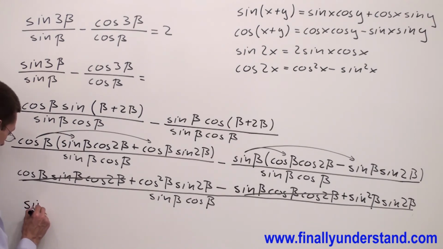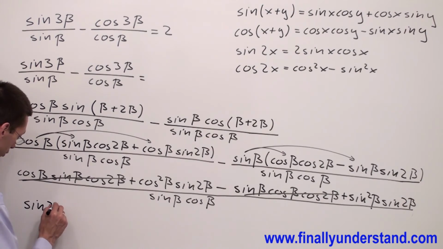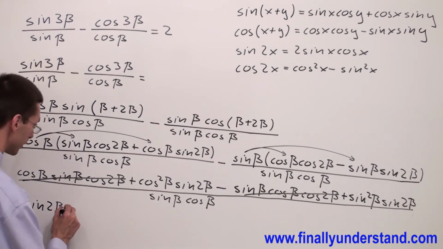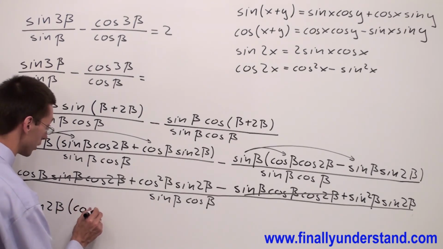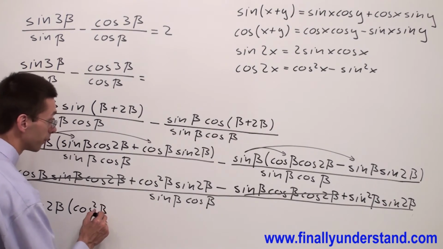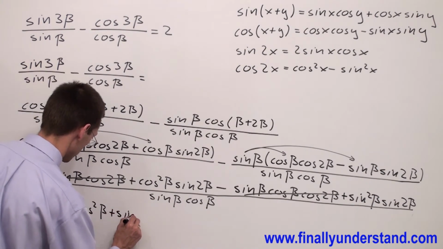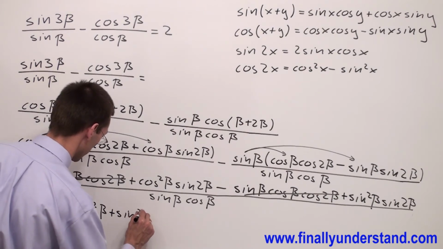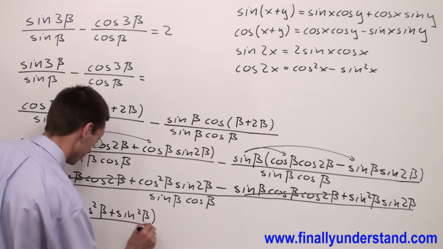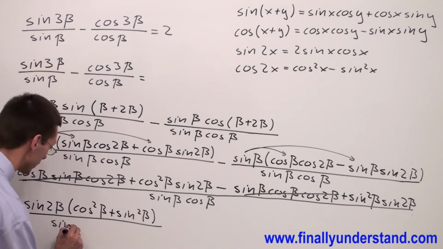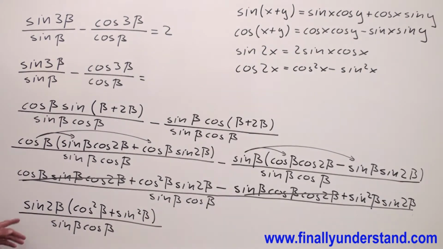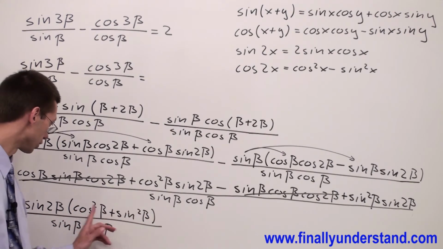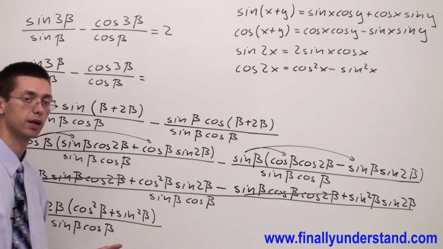We have sine 2 beta, and I have inside of the parentheses cosine square beta plus sine square beta over sine beta cosine beta. Now, please notice that we have nothing else, just Pythagorean relation. Cosine square beta plus sine square beta is equal 1.